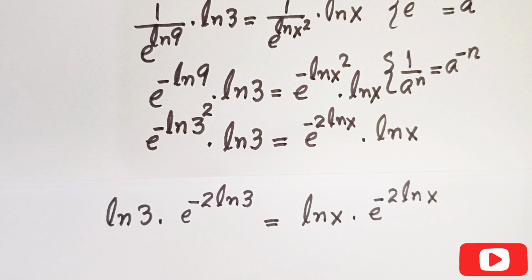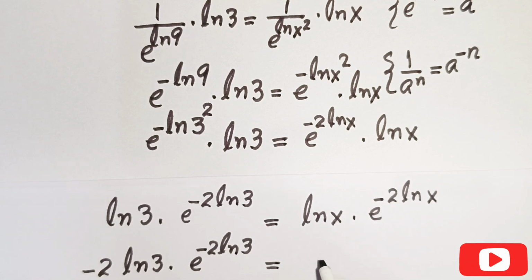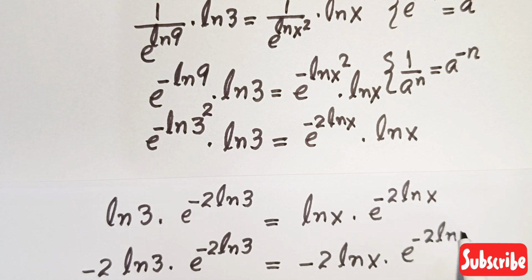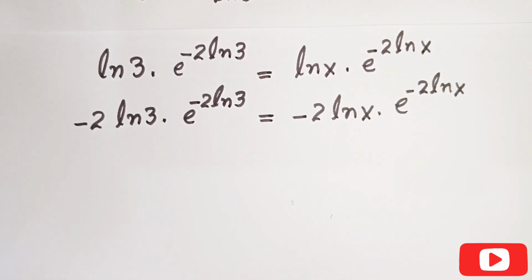Now if we multiply minus 2 on both hand sides, so minus 2 times natural log of 3 times e to the power minus 2 natural log of 3 is equal to minus 2 natural log of x times e to the power minus 2 natural log of x. We have just multiplied both hand sides by minus 2.